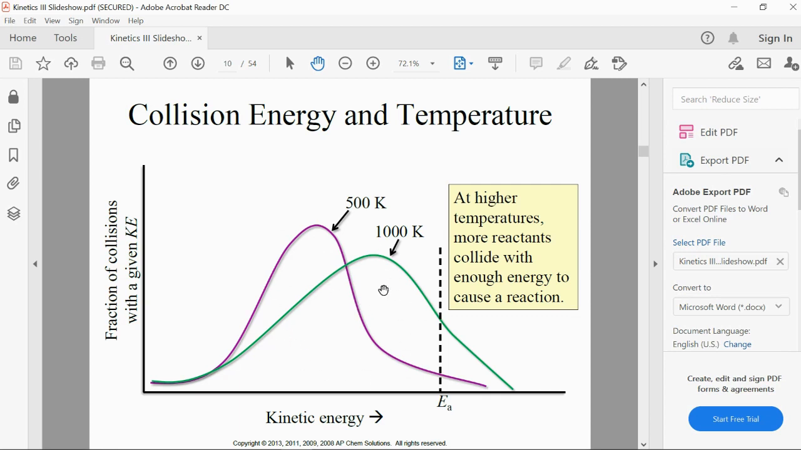And this is the same reaction for both the green and the purple line. So the area under the curve for the green is the same as the area under the curve for the purple. If we took a ruler and really measured all of that out, we would find that those two things represent the same area.